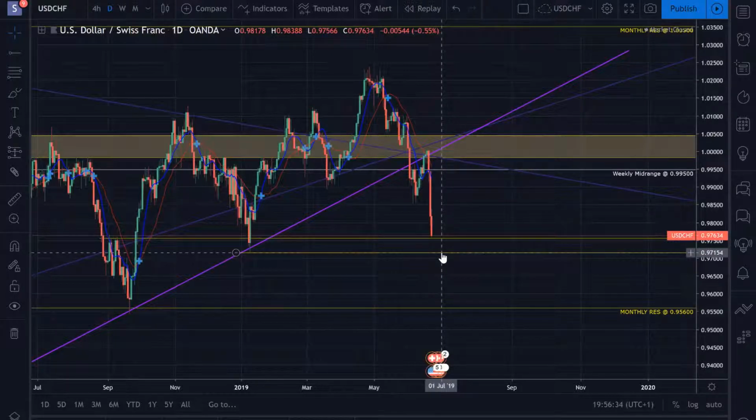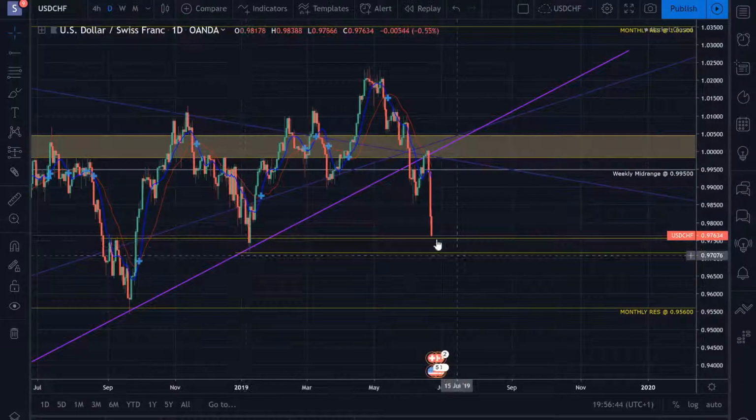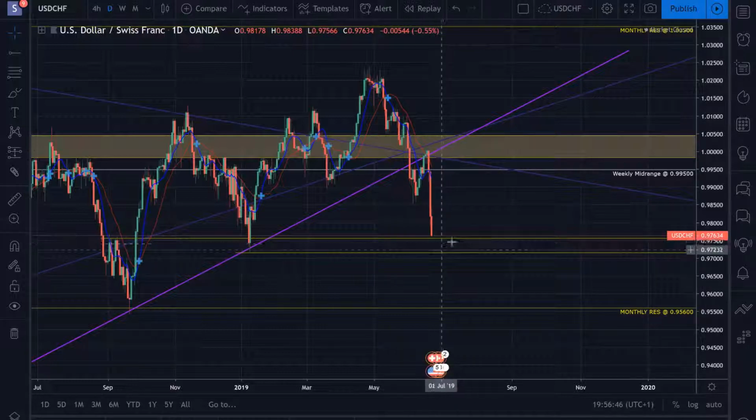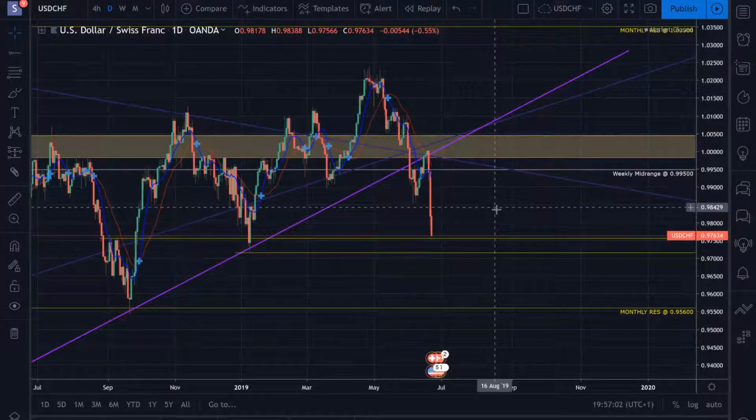And my hypothesis for the week is, I think we're going to come find support here. You can see, look, this was very strong support in the past. And then either consolidate or break back above this key level at 0.9757.